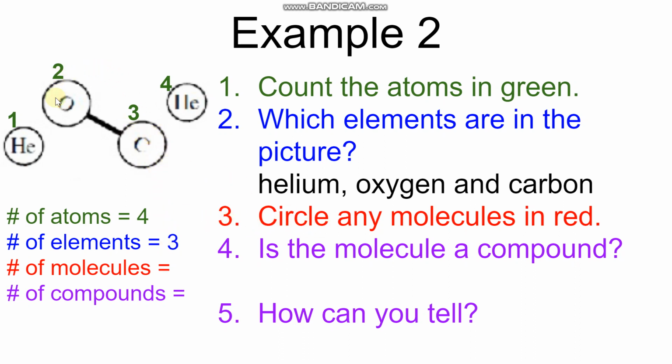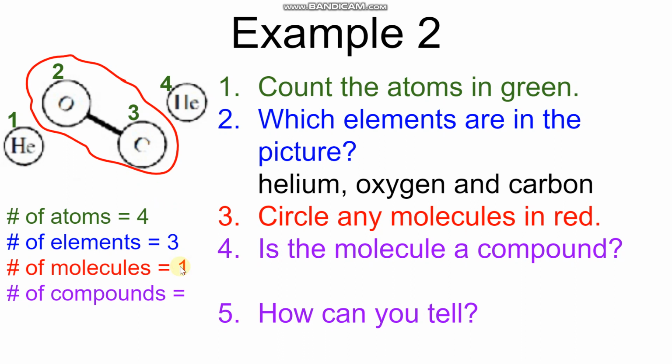So we're going to circle this part right here because these two atoms are bonded together. Remember that in molecules, the atoms have to be bonded together. So these helium atoms are not bonded to the carbon or to the oxygen, so they do not count as molecules. Only the CO is a molecule. Okay, number of molecules, well, we just circled one thing, so there's just going to be one molecule.